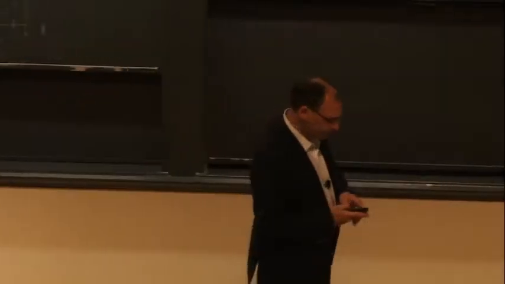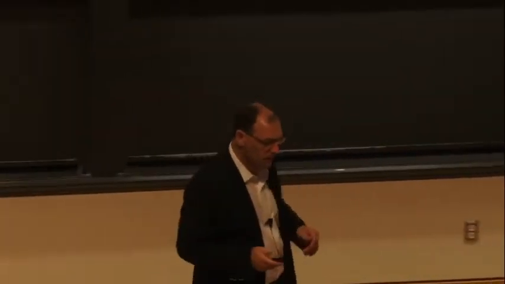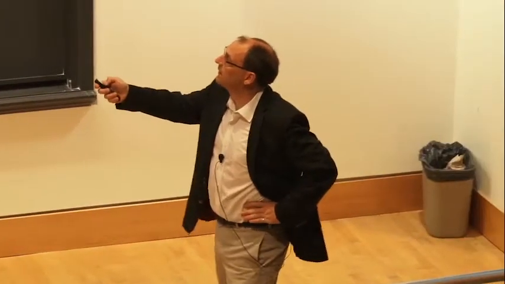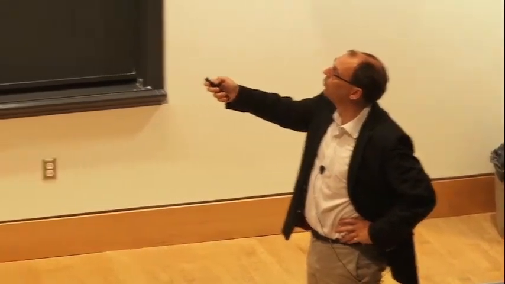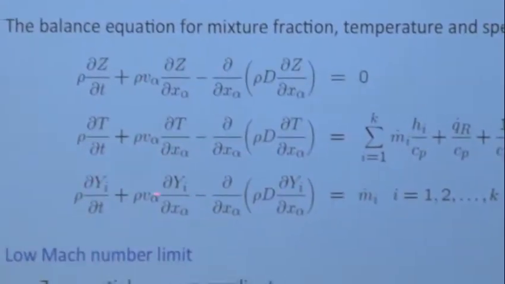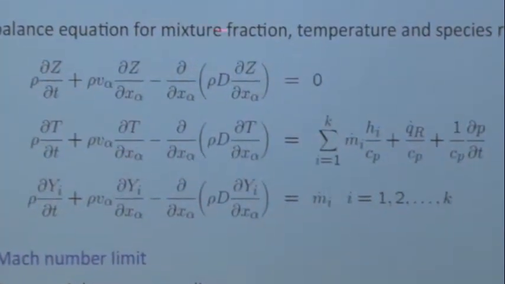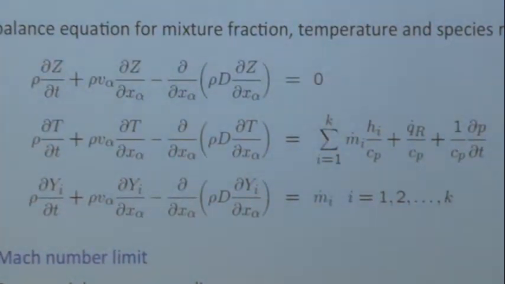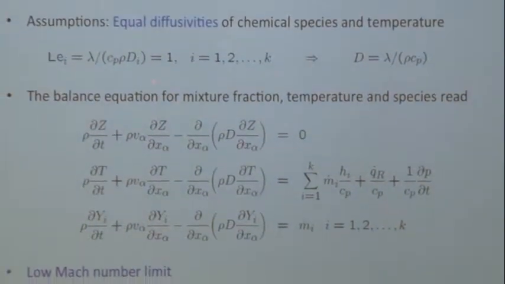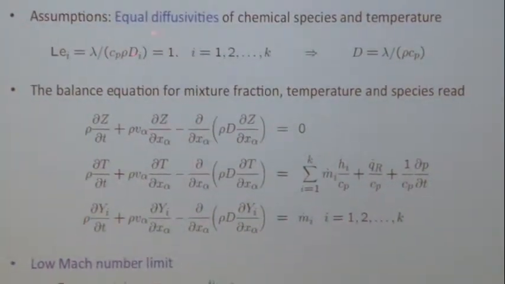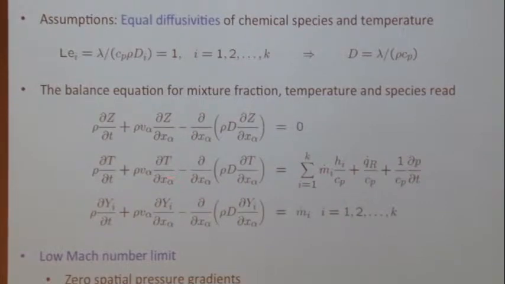All right, so we want to derive these equations. We start out with the governing equations here for temperature and mass fraction. And we assume equal diffusivities, Lewis numbers equal to 1 for all species. And so there is equal diffusivity for all species and thermal energy.